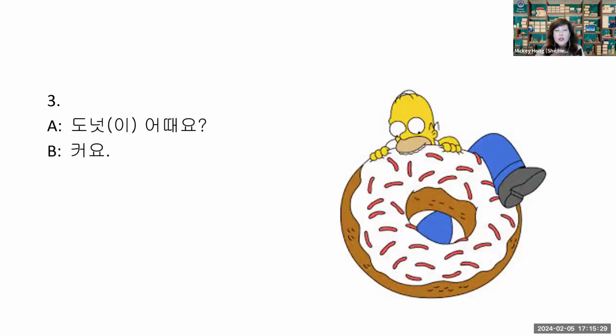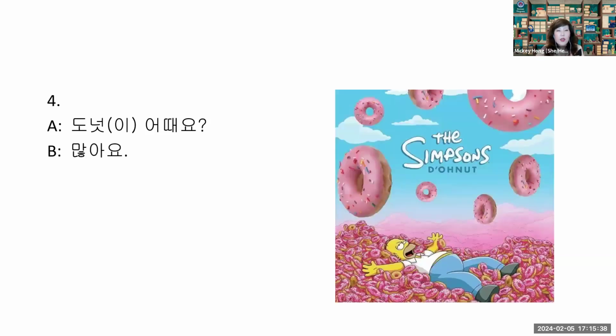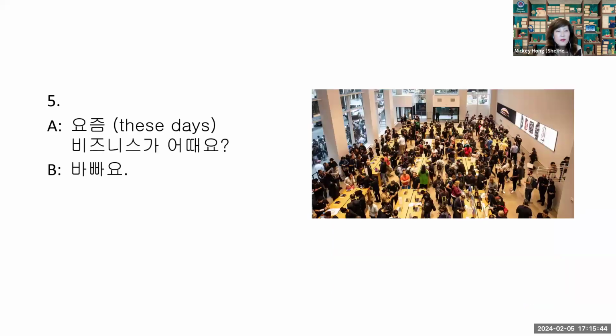도넛이 어때요? So just very general things. How's the donut? How's this? How's that? You use subject marker. 커요. It's large. 도넛이 어때요? Same question. 많아요. There are many. 요즘, here you go. 요즘 비즈니스가 어때요? How's business these days? 바빠요. It's busy.